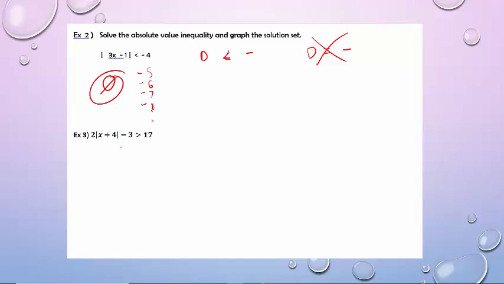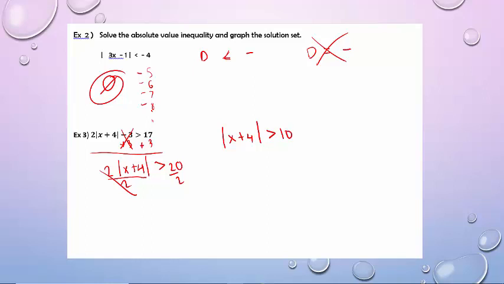For number 3, we need to isolate our bars first. We learned that in 6.5. So we're going to need to add this 3 over as our first step, leaving me with 2 times the absolute value of x plus 4. And they're saying that should all be greater than 20. I still need to get rid of this 2, so we're going to divide it. So my answer is the absolute value of x plus 4, or the distance of x plus 4, must be greater than 10. So yes, this is definitely possible.